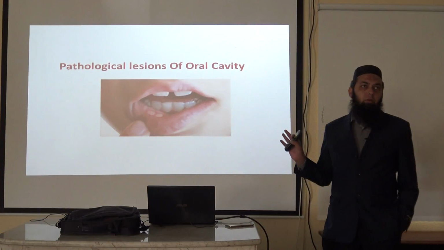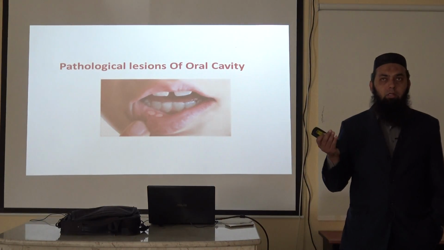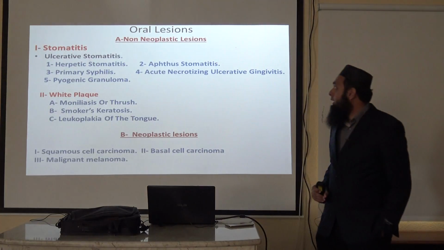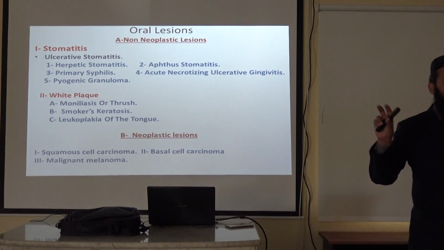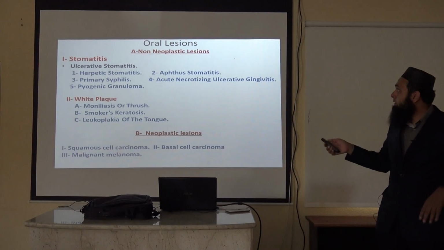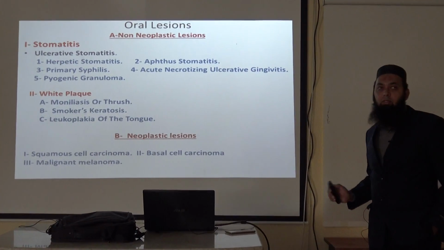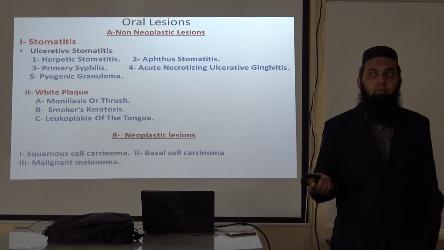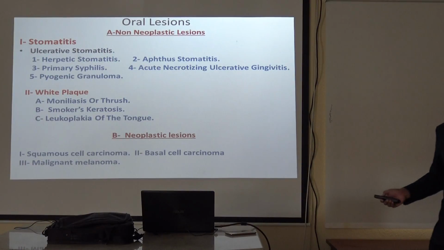Today we will cover the topic of the oral lesion, the pathological aspects of the oral lesion. We can divide these oral lesions into two broad categories. Number one is non-neoplastic and the other one is the neoplastic. What is neoplasia? Cancer. So it means non-cancerous and cancerous.